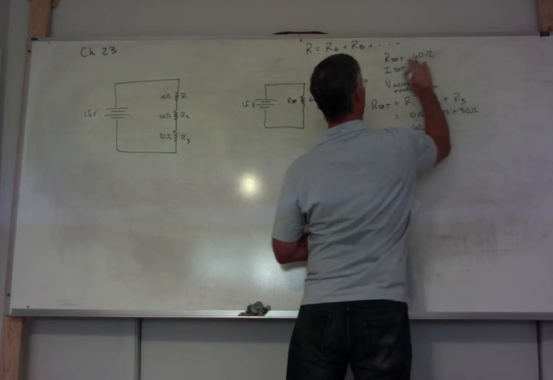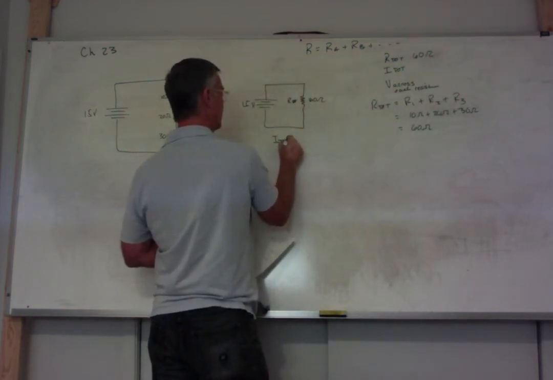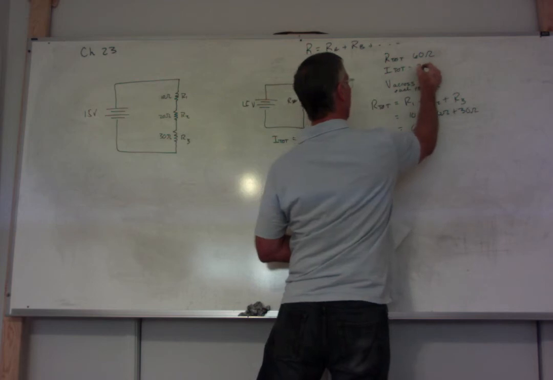What's the current then? Well, current is going to be the total voltage, which is 15 volts, divided by 60 ohms, which would be 0.25 amps.